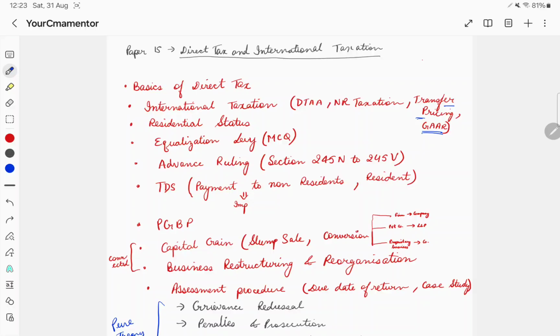Then for GAAR, just give a 10 to 15 minute read of this chapter, because I don't think it is a much important chapter for exams.